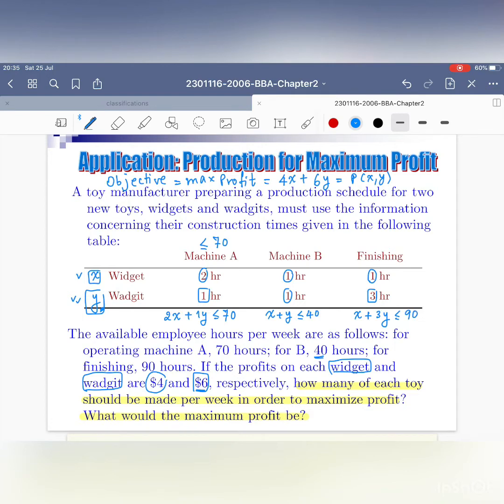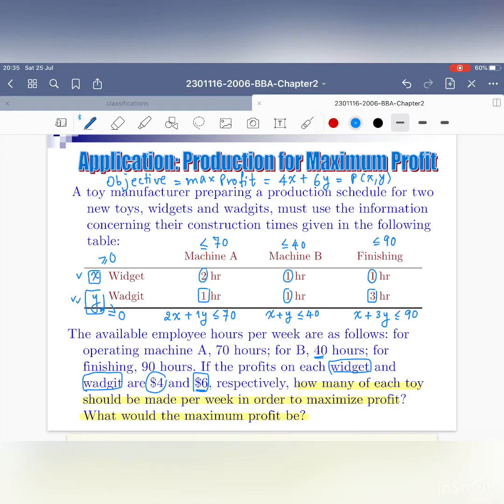So all these are the constraints. This one cannot go beyond 40, this one cannot go beyond 90, and of course your X and Y, because they are the numbers of products that you are going to produce, will be non-negative.